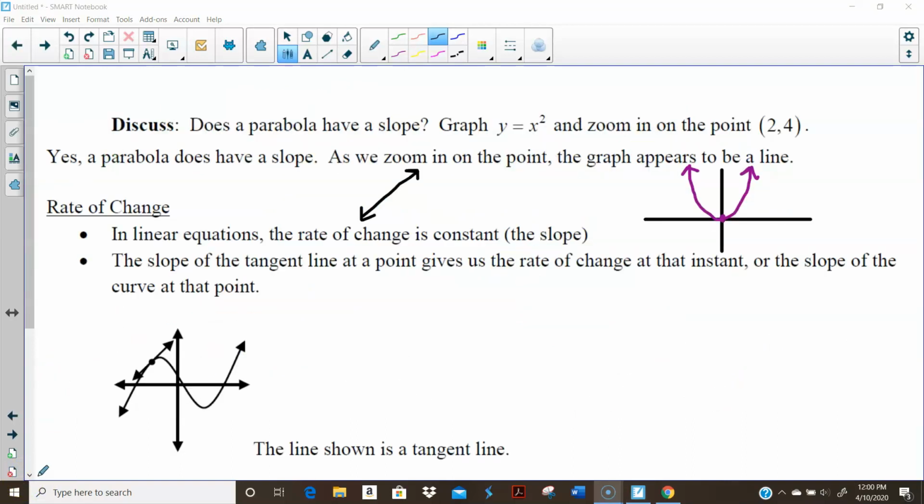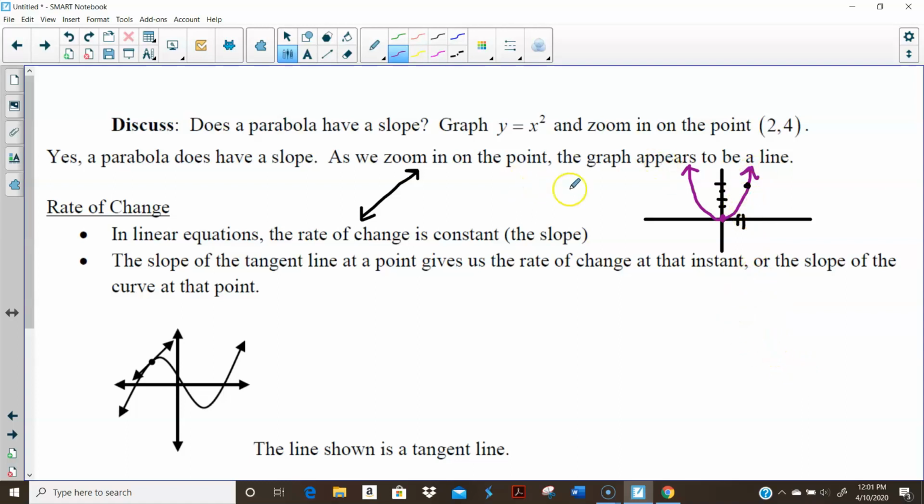So we know that a linear function has a slope. Our slope is just our rise over run. And our slope is constant with a line. So the question as we start thinking about calculus is, does a parabola have a slope? And so if we were to zoom into the point right 2 and up 4, if we were to zoom in really, really, really close to that point, it would appear to be a line at that place. And so a slope of a parabola does exist.